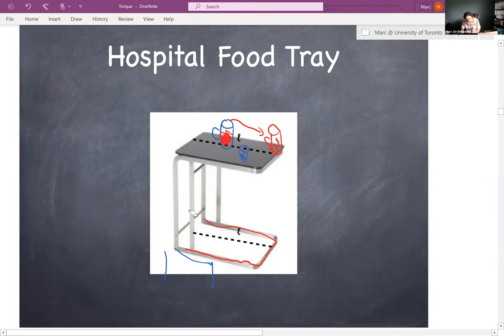So here's why this is a problem. Let me just erase all my scribbles here. The pivot point would be here. If the hospital food tray were to tip, the pivot point would be right there. Now, if we apply a force downward, let me change my color here, if we apply a force downward from the orange juice, then if we wanted to know the torque from the orange juice, we would have to extend the line of action.